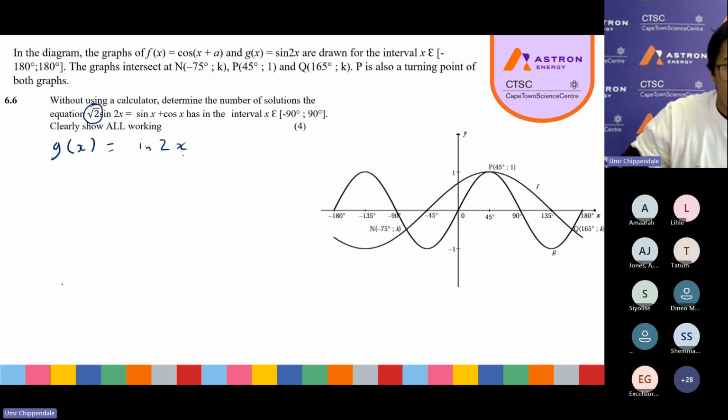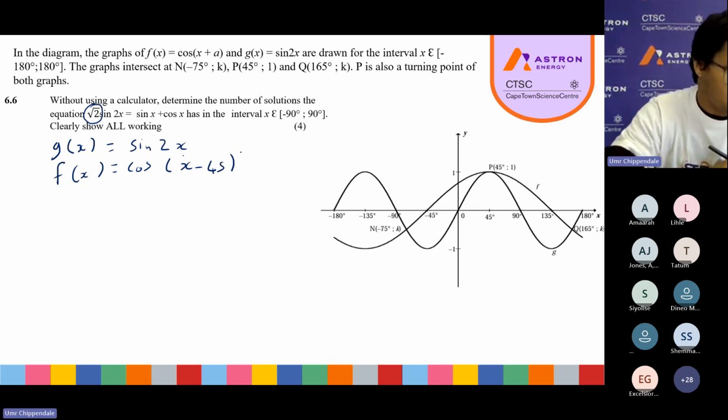Right, so have it like that. g of x is equal to sine 2x, and f of x is equal to cos of x minus 45. Right. Now this one, what I would say is try and relate what you have to what was given to you. Try and relate it together over there.